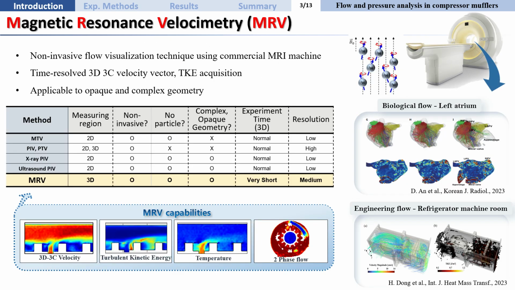First, I will give you a brief introduction to MRV. MRV is a flow visualization technique that uses a conventional MRI scanner. It measures in a 3D region and is a non-invasive technology that doesn't require tracer particles. Because MRV uses magnetic field signals for measurement, it's suitable for complex and opaque flow environments. MRV can measure a wide range of characteristics, including velocity, decay, temperature, and two-phase flow. It was primarily used in the medical field, but currently it is also widely used in various engineering flow fields, such as the flow inside a refrigerator.